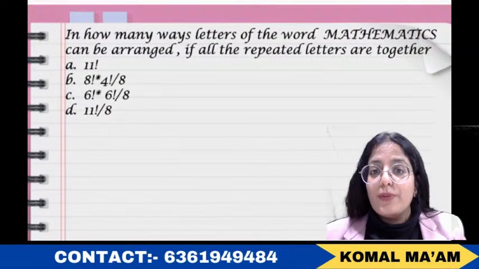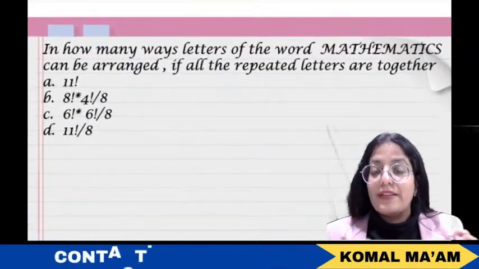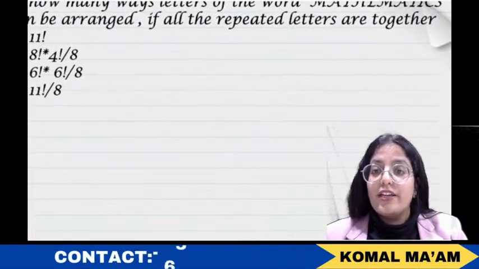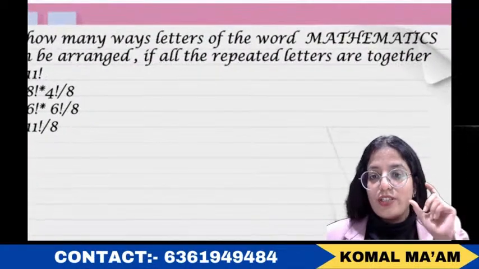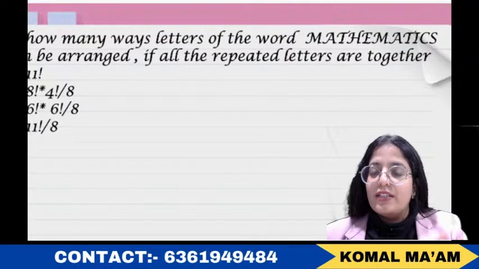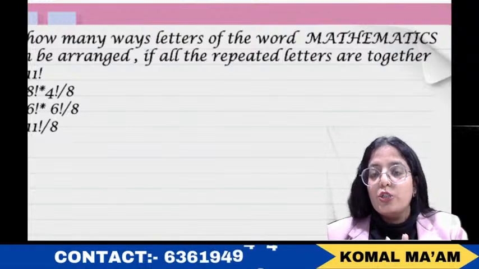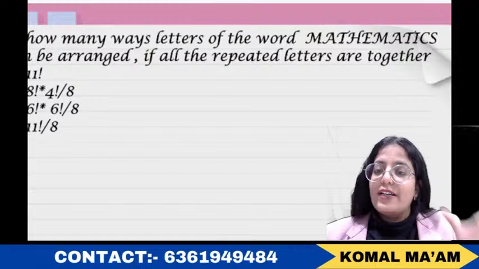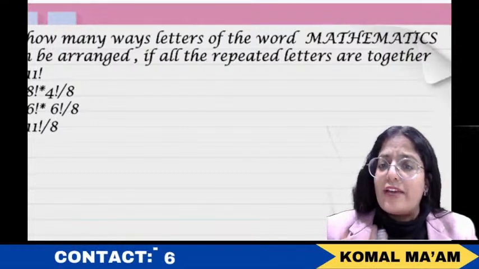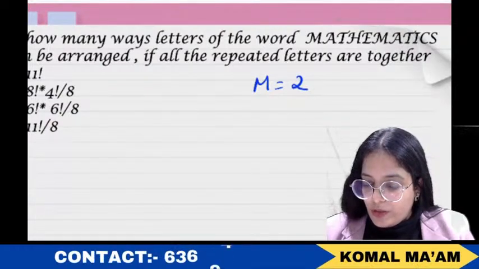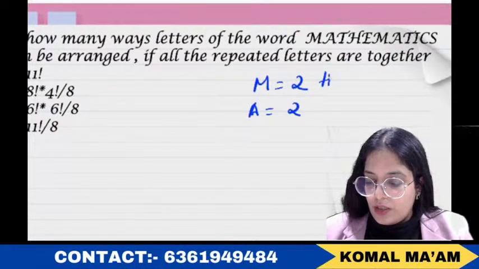In how many ways can the letters of the word MATHEMATICS be arranged if all the repeated letters are together? Here they have given the condition about which letters are going to be together: the repeated letters will sit together. Again, they haven't said that in this order only, but they want the repeating letters to be together. You have already concluded in the previous question that M was coming 2 times, A was coming 2 times, and T was coming 2 times, right?